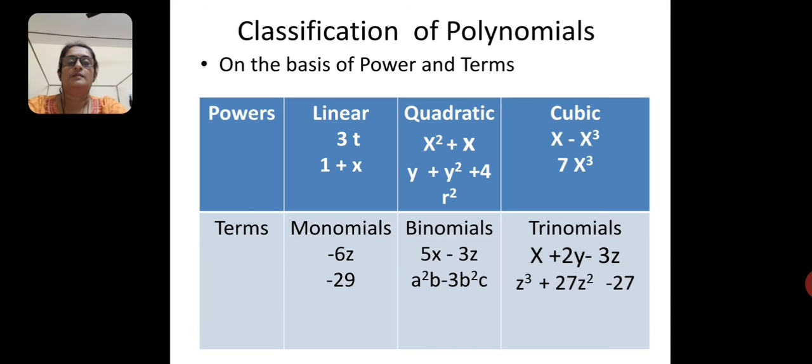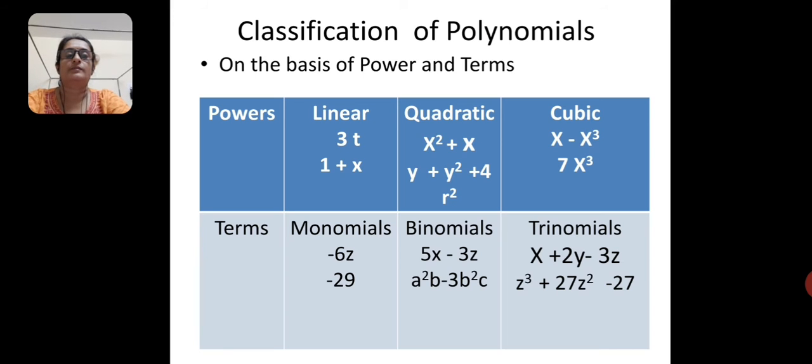Next is binomial. Where there are two terms, it is called a binomial. So here, 5x minus 3z. 5x and 3z are separated by a minus sign. So there are two terms. So it's a binomial. Next is a square b minus 3b square c. So two terms, that is a square b and 3b square c, separated by a minus sign. So these are binomials.